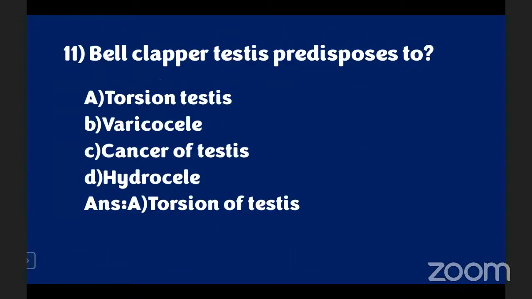Next one is bell clapper testis predisposes to option A, torsion of testis. Option B, varicocele. Option C, cancer of testis. Option D, hydrocele. Answer is option A, torsion of testis.